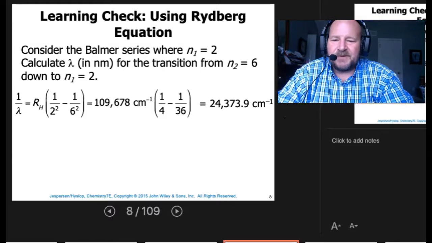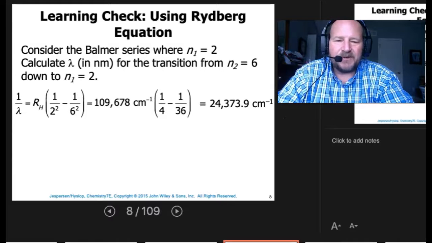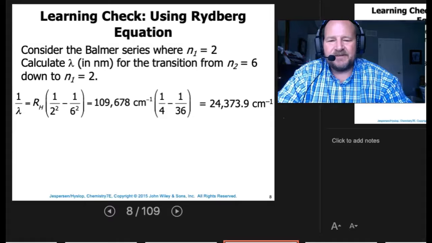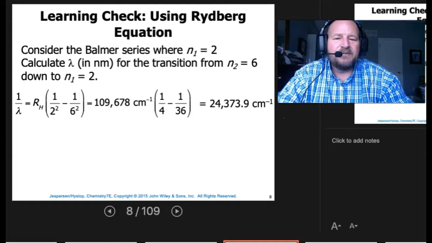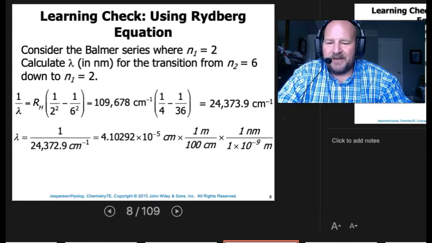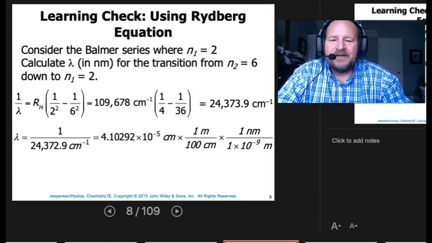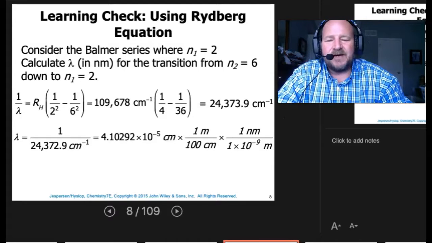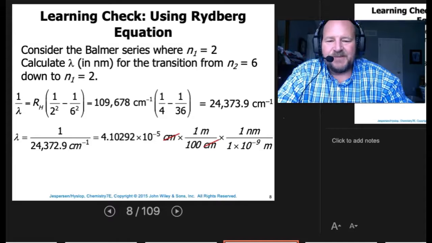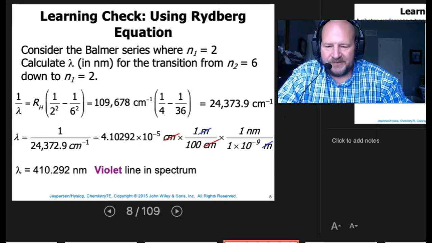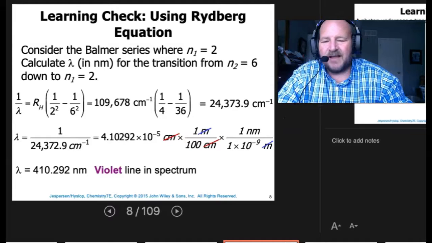And so that means we're going to have 109,678 per centimeter times 1 over 4 minus 1/36. And so that's going to give us 24,373.9 per centimeter. So lambda would equal 1 over that, which equals 4.10292 times 10 to the negative 5th centimeters, times 1 over 100 times 1 over 10 to the negative 9th. Centimeters will cancel out, meters will cancel out, and that's going to give us 410.292 nanometers, which would be the violet line in the spectrum.